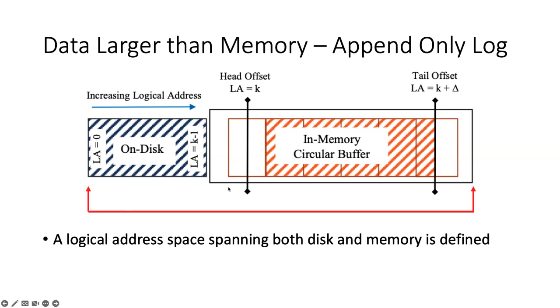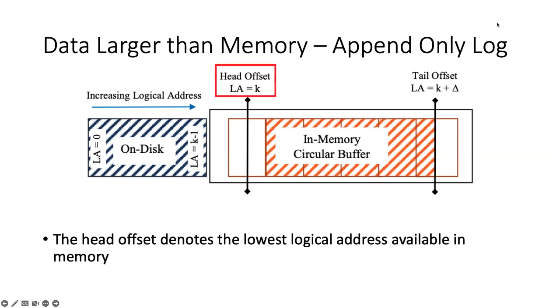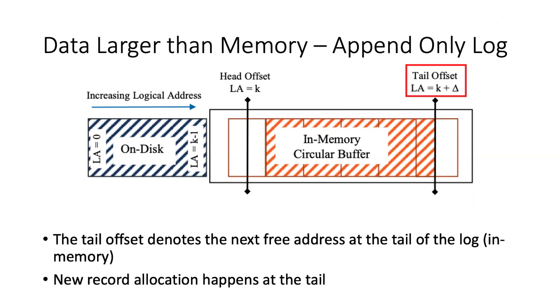We define a logical address over disk and memory, and it starts on disk. So we have logical address 0, all the way into memory where we have this circular buffer. And in memory, we have this head offset and tail offset. The head offset gives us the lowest logical address available in memory, and the tail offset is the next free address at the tail of the log in memory.